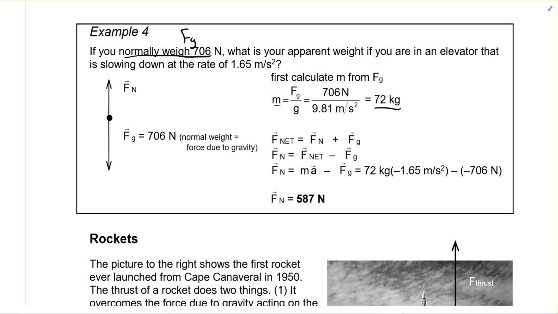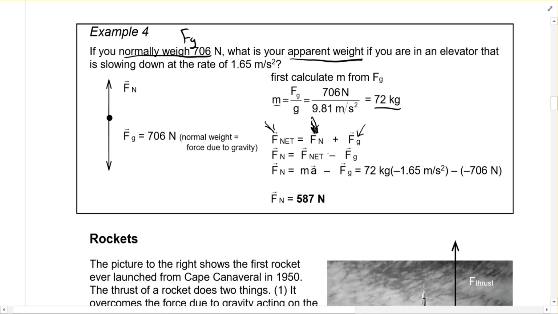Now, we know that F net is equal to Fn minus Fg. And when it says, what is your apparent weight? That's asking for Fn, because your apparent weight is the normal force pushing back on you. So really all we're doing here is we're going to solve for Fn. So if we work our way down, I know Fg is going to be negative, so that's where that negative symbol comes from.